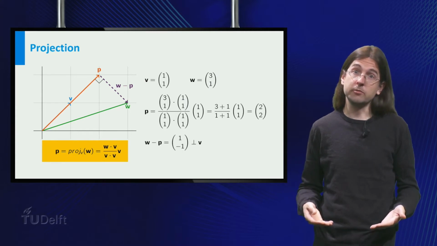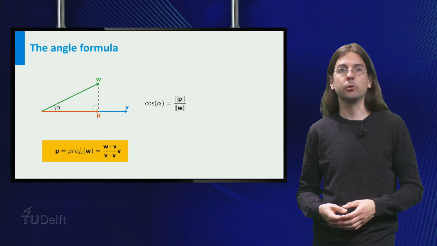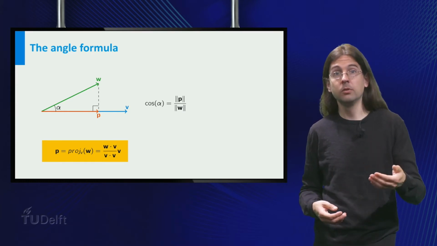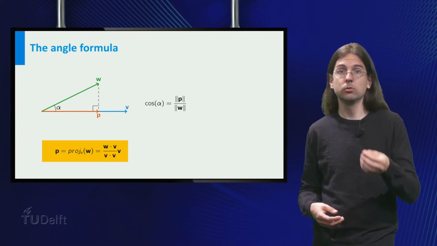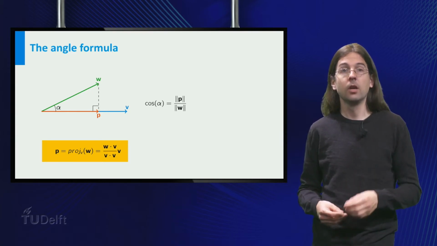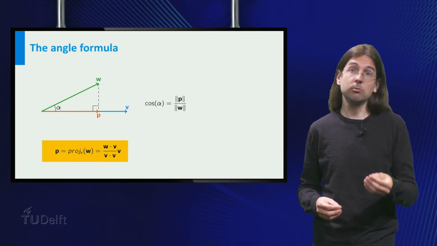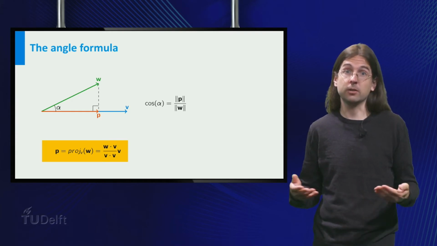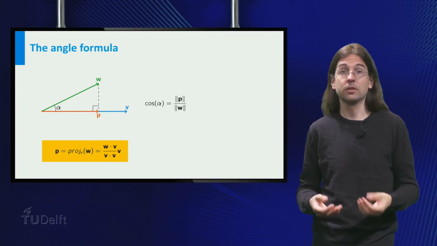Now we know the formula of a projection, we can continue with our goal of obtaining the angle formula. Recall we have two vectors V and W and draw a right angled triangle by projecting W onto V. The cosine of the angle between V and W then equals the length of the adjacent side, that is the length of the vector P, divided by the length of the hypotenuse, the length of W.